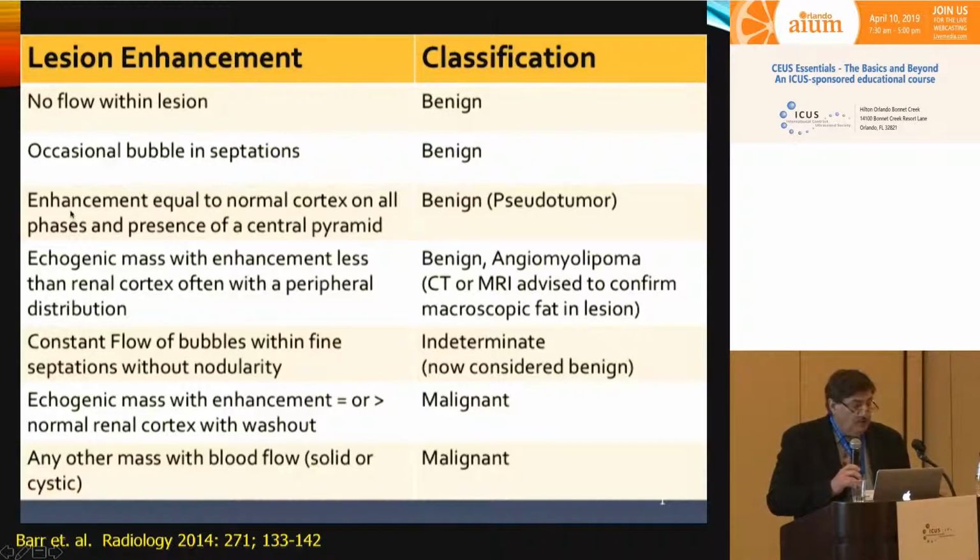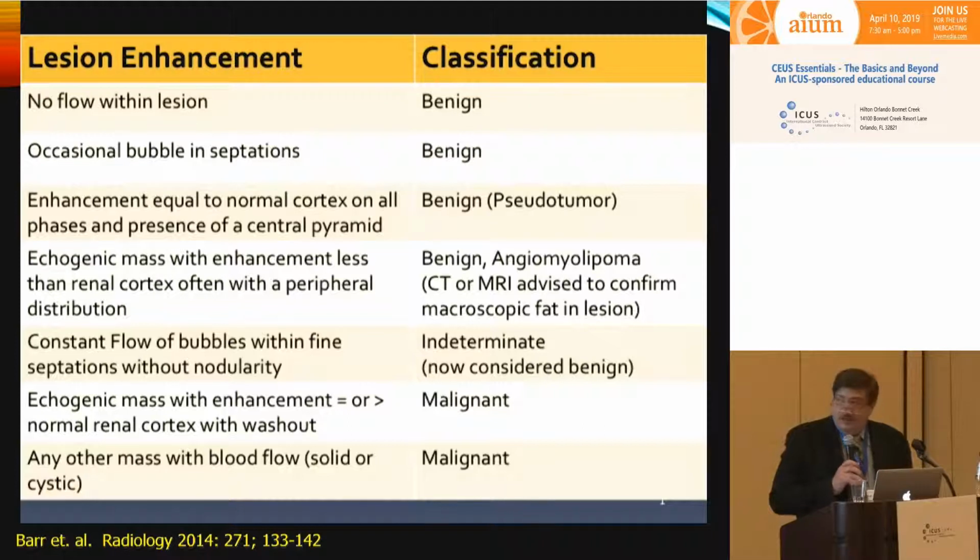Enhancement equal to normal cortex on all phases with the presence of a central pyramid, again recognized by decreased flow compared to the cortex, is a benign pseudotumor. Echogenic mass with enhancement less than renal cortex, often with a peripheral distribution, was benign and angiomyolipoma. So the fatty components of angiomyolipomas do not enhance. So it almost looks like some globular enhancement like you would see with a hemangioma in the liver.